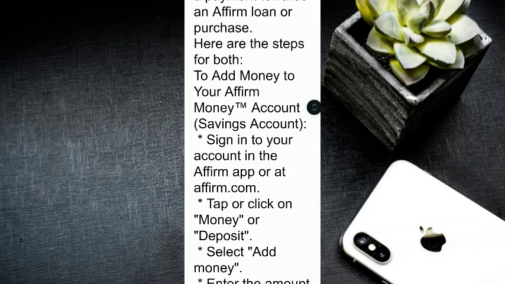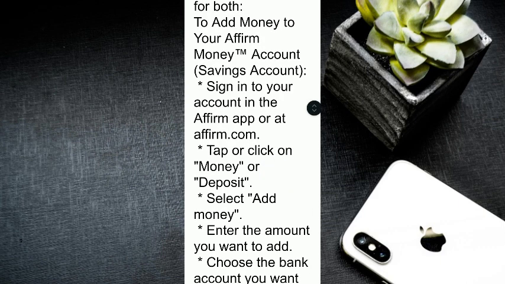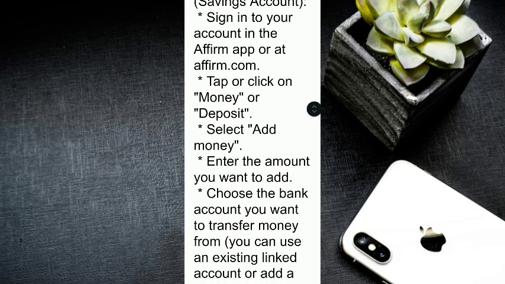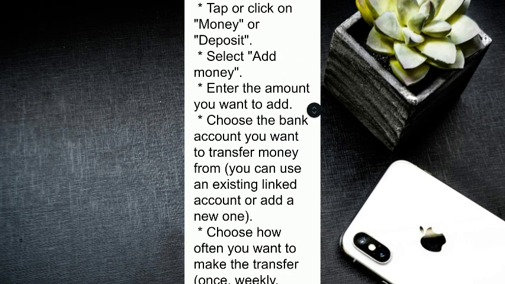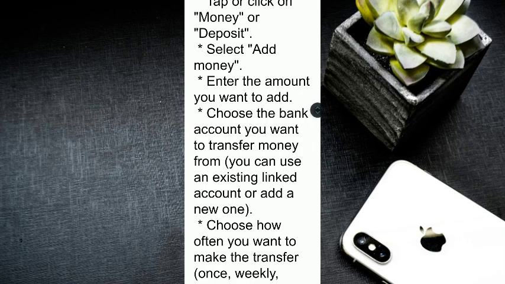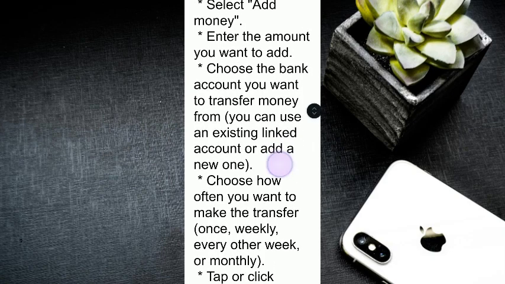If you add money to your Affirm money account, that is your savings account, what you do is sign into your account in the Affirm app or at affirm.com. Then tap or click on money or deposit. Then select add money. Enter the amount you want to add. Choose the bank account you want to transfer money from. You can use an existing linked account or add a new one.